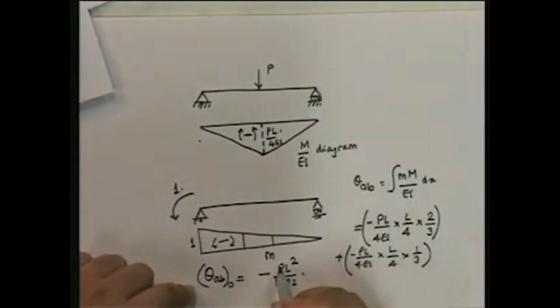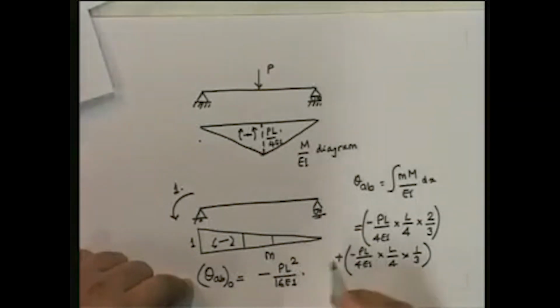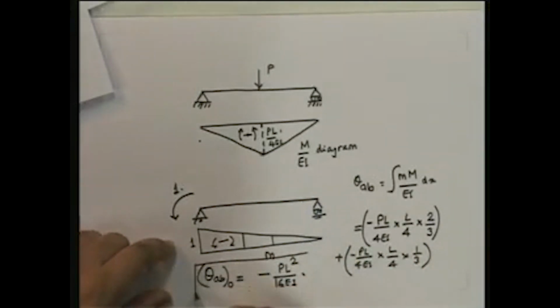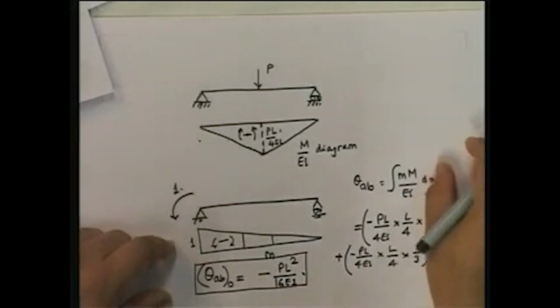Let's look at the consistency of units. P is in terms of Newton, L squared, so it's Newton meter squared. What are the units of E? E is Newton per meter squared. I is meter fourth. So Newton per meter squared into meter fourth is Newton meter squared. This is Newton meter squared divided by Newton meter squared. It's dimensionless. And what's the unit of theta? You will see that it's in radians, which is dimensionless. Okay, so this is consistent. So this is my theta AB 0.